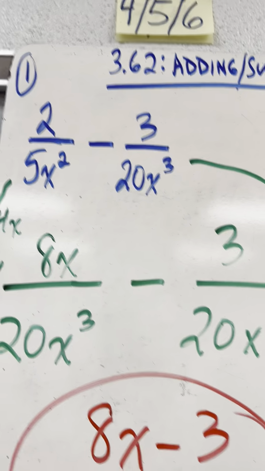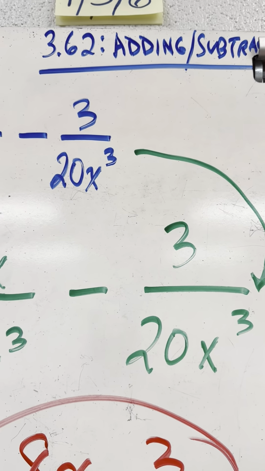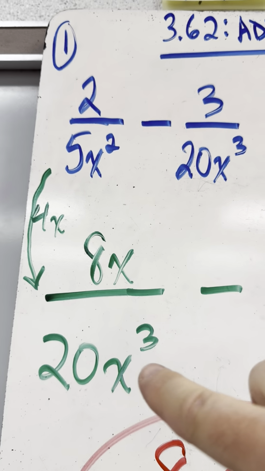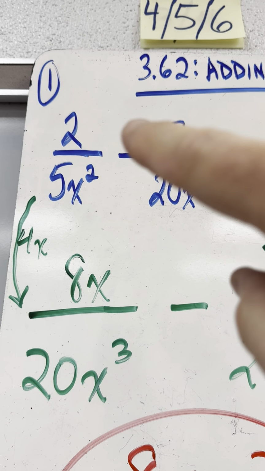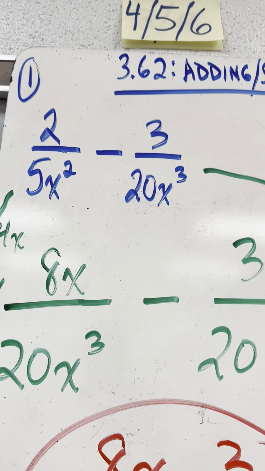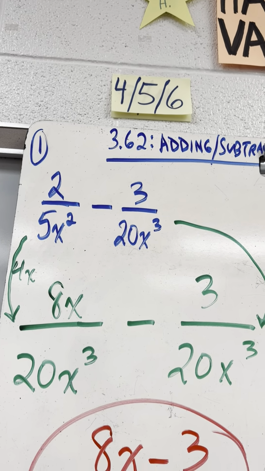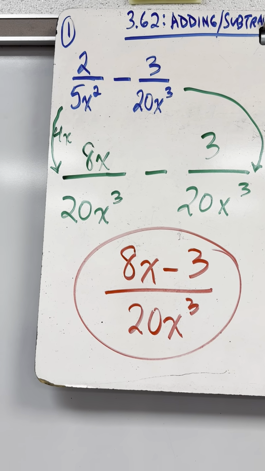So this stays the same, so the 3 stays the same. But 5x to the second gets multiplied by 4x to make 20x to the third. So 2 times 4x is 8x. Can you combine 8x with 3? No. Your answer is 8x minus 3 over 20x to the third.